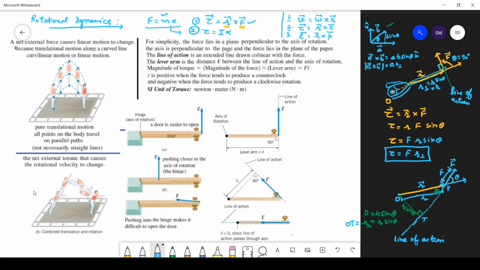Now let us see the combined translation and rotational motion. Look here. So this motion is translational as well as rotational. We have these figures in our book also. If you look into your NCERT book, this is figure 7.6a and this is figure 7.6b.